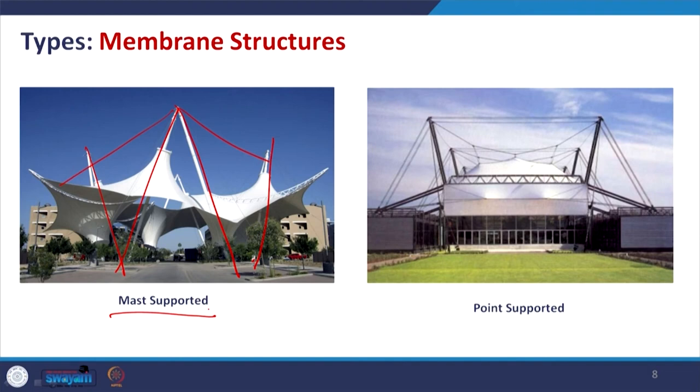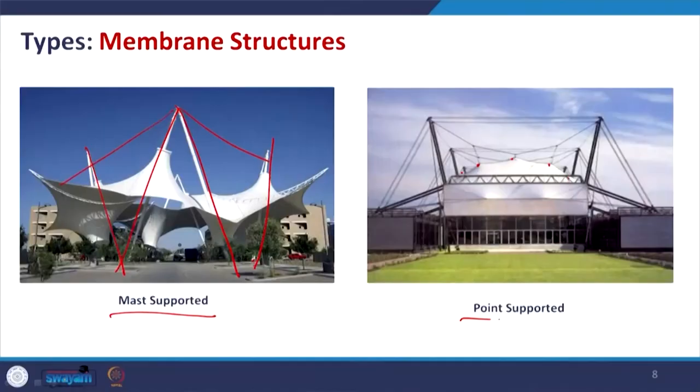Now, coming to the point supported, here you cannot see any mast in the middle. You have the support at the end, and from there the different cables are creating the points. Due to that combination, you can get different points, and that gives the form of a dome or whatever desired shape we are looking for in the membrane structure.